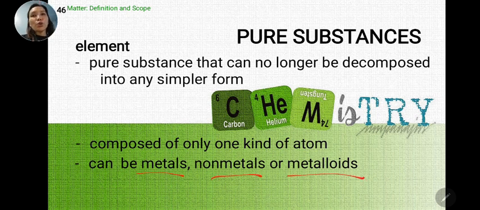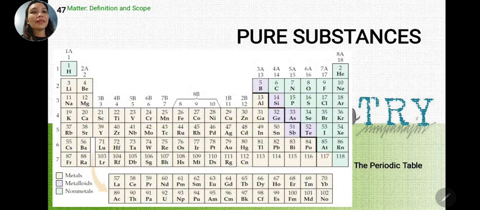Kaya pinagpe-prepare ko kayo ng periodic table of elements kasi doon natin makikita yung mga metals, non-metals, or metalloids na element natin. If you already have your periodic table of elements, you can check kung ano yung metals, non-metals, or metalloids natin. Just to see. So, that is an example of the periodic table of elements.